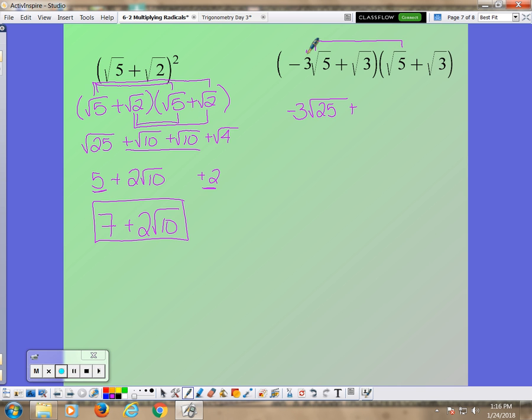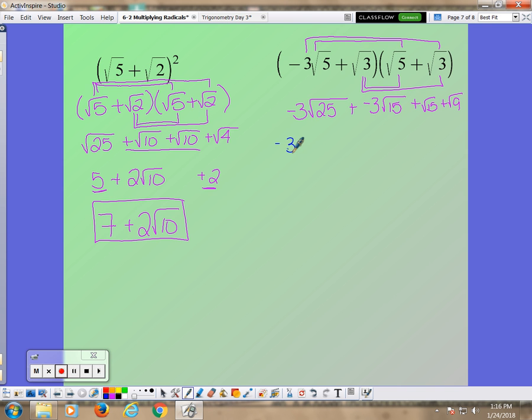I'm going to take that same negative 3 square root of 5 to the square root of 3. And I'm going to end it with a negative 3 square root of 15. Square root of 3 times square root of 5 is square root of 15. And the square root of 3 times the square root of 3 is the square root of 9. We're going to have several steps here.